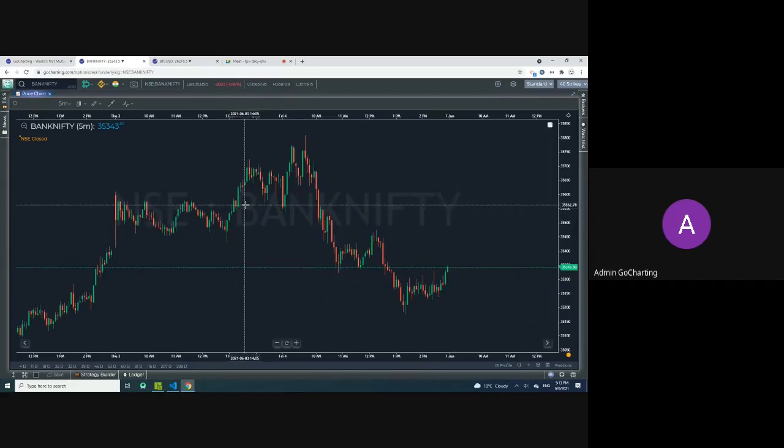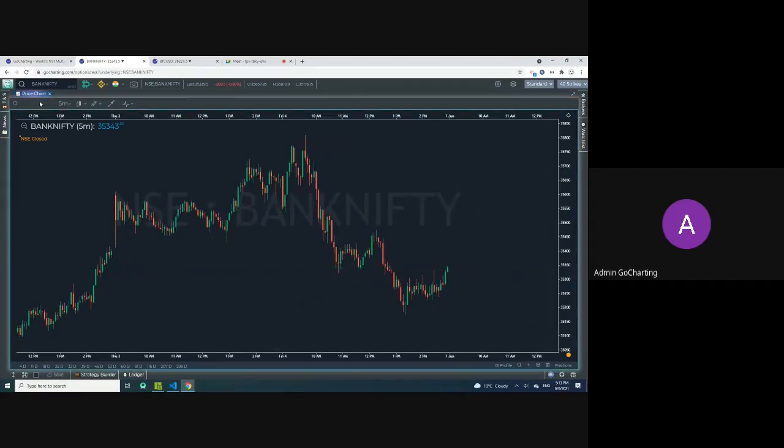In the case of futures, right now the futures chart is not enabled in this platform, but hopefully in a week or so we are going to add a drop down in here, and you should be able to choose the spot, futures or the options, whatever you want, for that particular underlying asset, which is bank nifty.